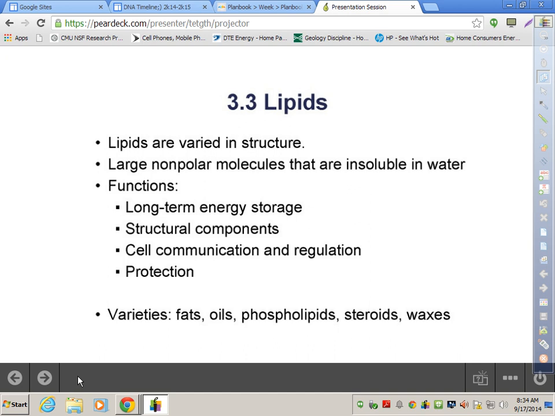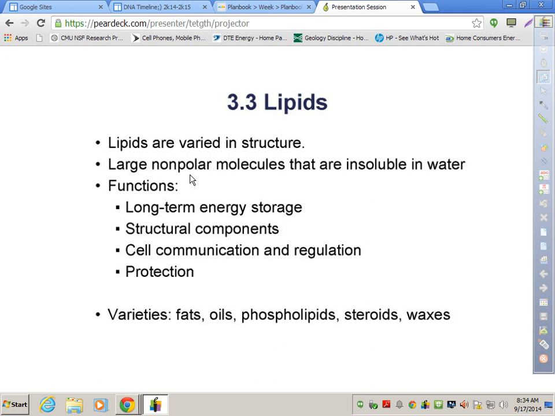Okay? So lipids are going to vary in structure too. They're large nonpolar molecules that are insoluble in water. So we know that lipids are hydrophobic, right? They're scared of water. Okay? Don't believe me, pour some gas on top. Don't do that.